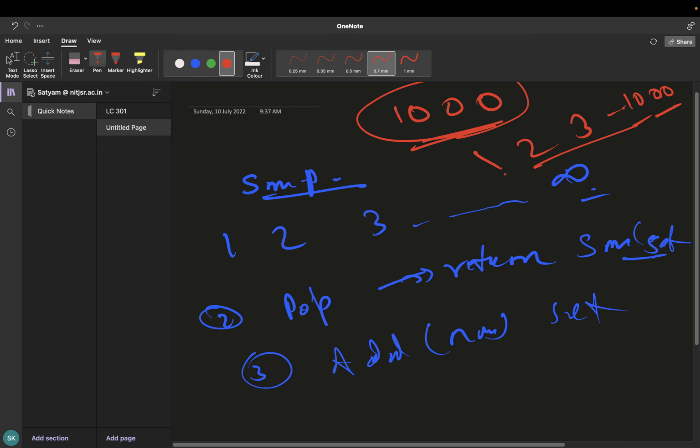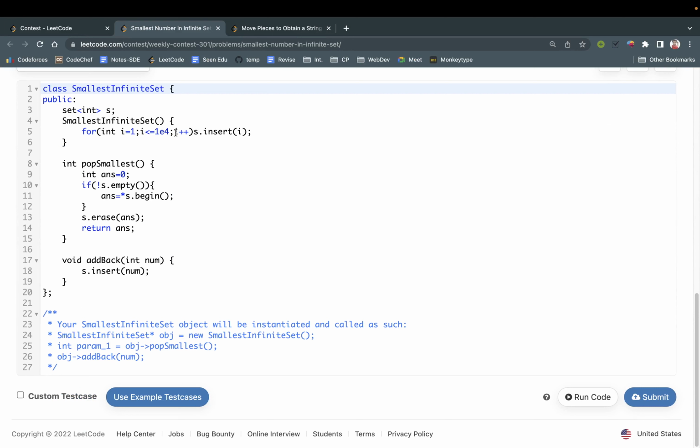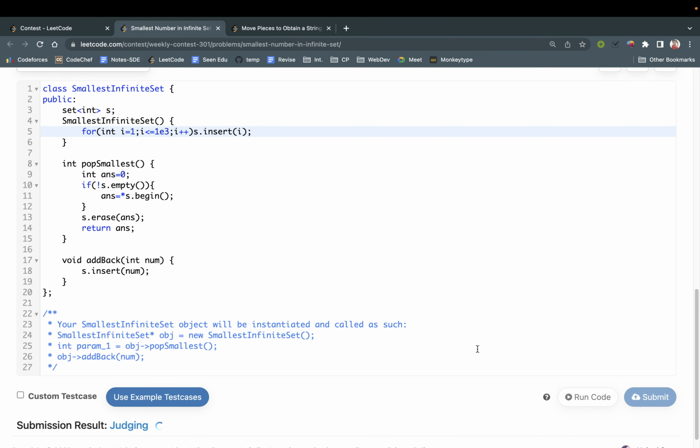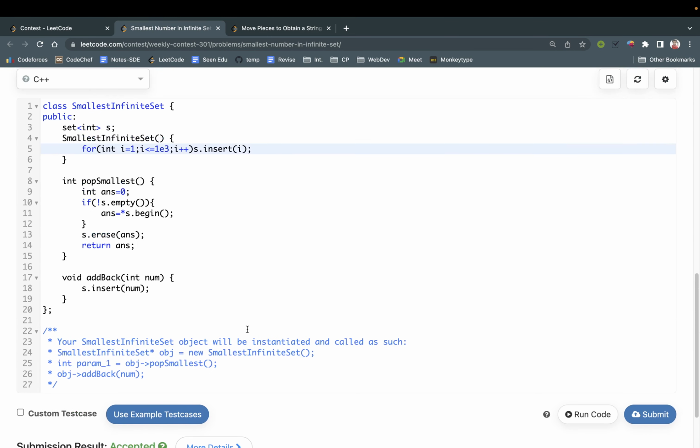So that's the same thing I have done in this problem. For safety purposes, I have taken a slightly larger bound, because we are calling only 1000 elements in our set. So first I'm using the set data structure in C++, which stores the unique elements.